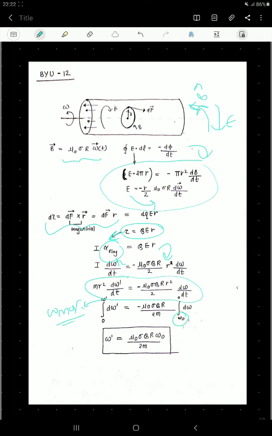Because omega naught from initial is going to 0, the value of omega dash could be written as mu naught sigma qr omega naught by 2m. Please tell me in the comment section whether we can apply some sort of energy conservation.